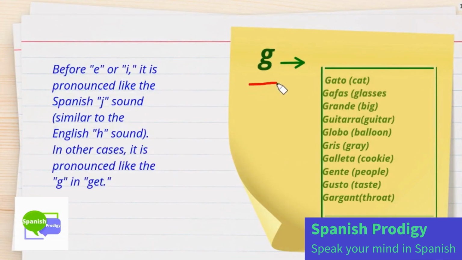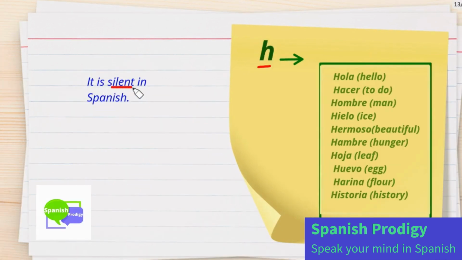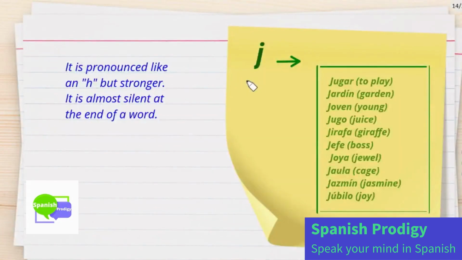The letter G. Before I or E, it is pronounced like the Spanish jota sound, similar to the English H sound. In other cases, it is pronounced like the G in get. The letter H. It is silent in Spanish. The letter J. It is pronounced like an H but stronger. It is almost silent at the end of a word.